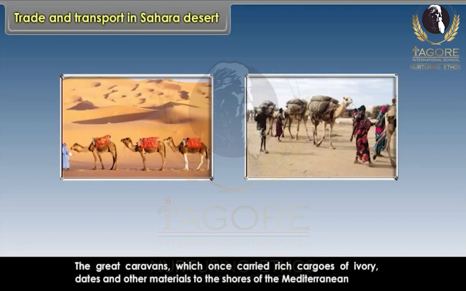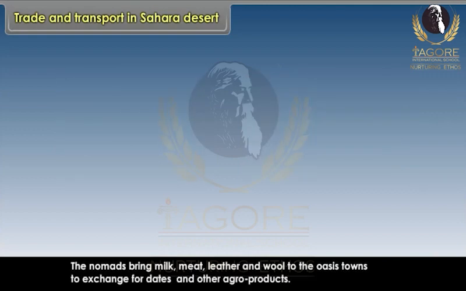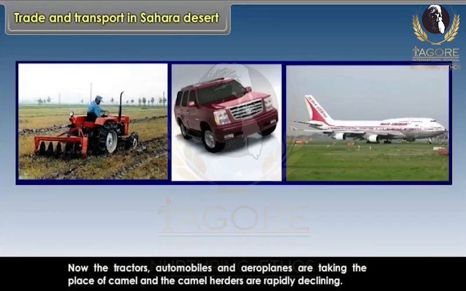The great caravans which once carried rich cargoes of ivory, dates and other materials to the shores of the Mediterranean have diminished very much with the advent of modern civilization. The nomads bring milk, meat, leather and wool to the oasis towns to exchange for dates and other agro products. Now tractors, automobiles and aeroplanes are taking the place of camels, and the camel herders are rapidly declining.